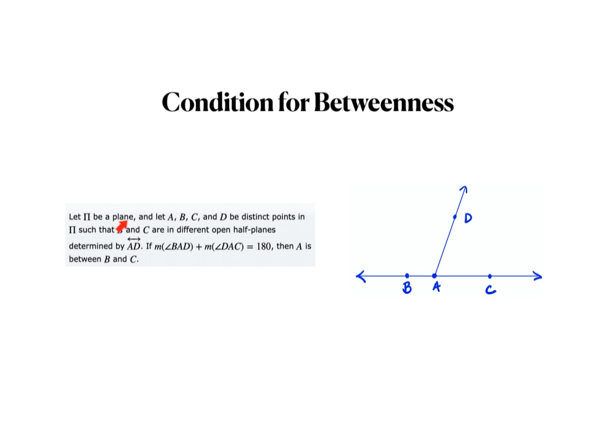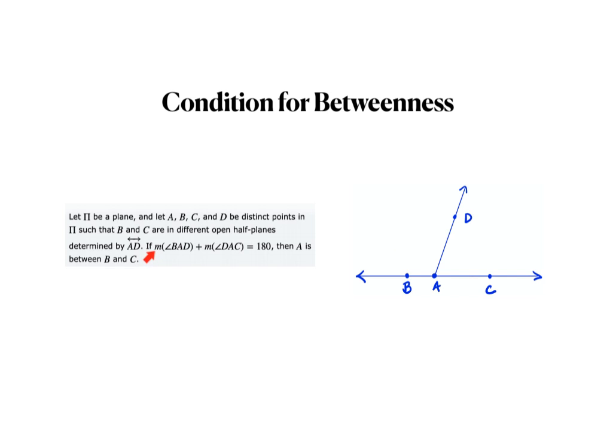We're going to let pi be a plane and let A, B, C, and D be distinct points in pi such that B and C are in different open half planes determined by the line AD. And you can see I have it drawn over here. I have my line AD, and B is on the left side of that line and C is on the right. So they are in different open half planes.